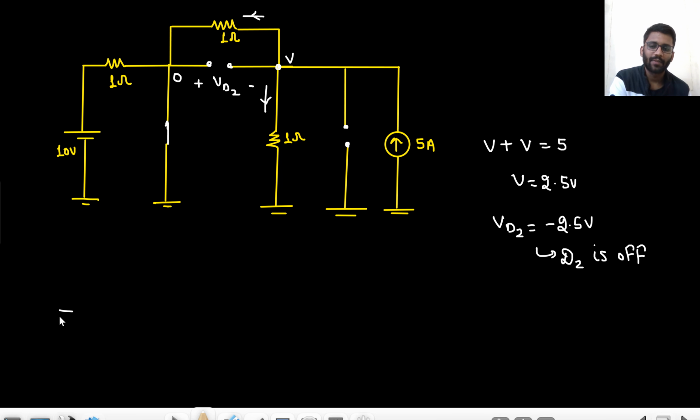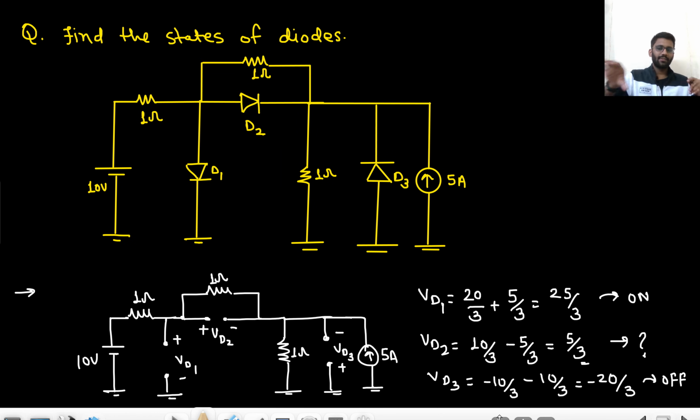So what is my final answer? D1 is on, D2 is off, and D3 is off. Got it? Well and good. Easy question. What did we do here? First we replaced the diodes with the simple model, open circuit and open circuit. So there we found the values of VD1, VD2 and VD3. The VD1 and VD3 values certainly tell that D1 is on and D3 is off.